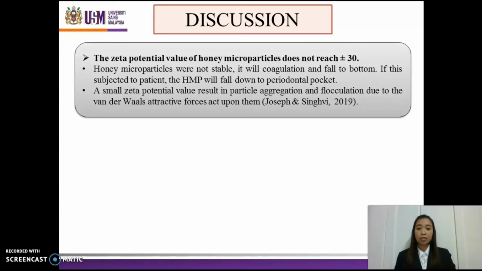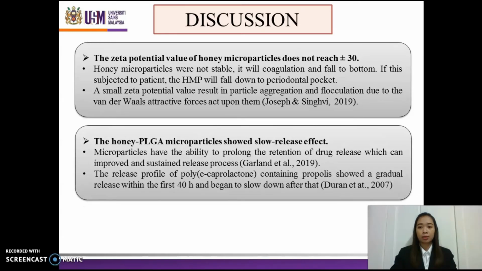The zeta potential value of honey microparticle does not reach 30, which means honey microparticles were not stable and will coagulate and fall to the bottom. If this is applied to the patient, the honey microparticles will fall down into the periodontal pockets. Next, the honey-PLGA microparticle shows slow release effects. Microparticles have the ability to prolong the retention of drug release, which can improve and sustain the release process.